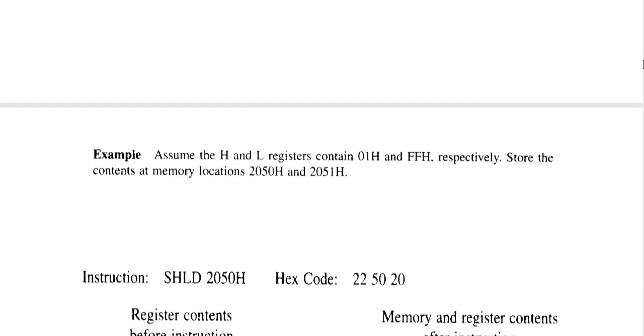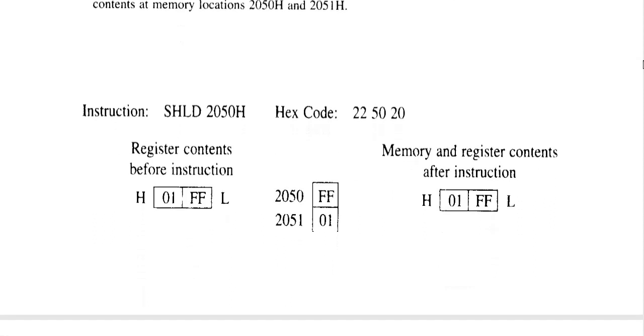So you can see an example here. We have location 2050, and we are moving the L register data to this location, and the value of the H register to the next location, 2051.